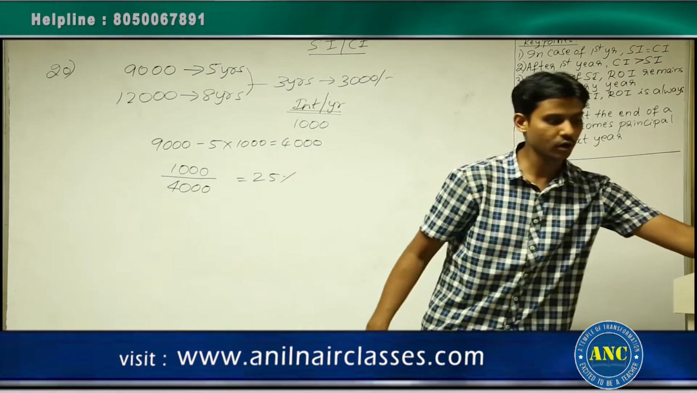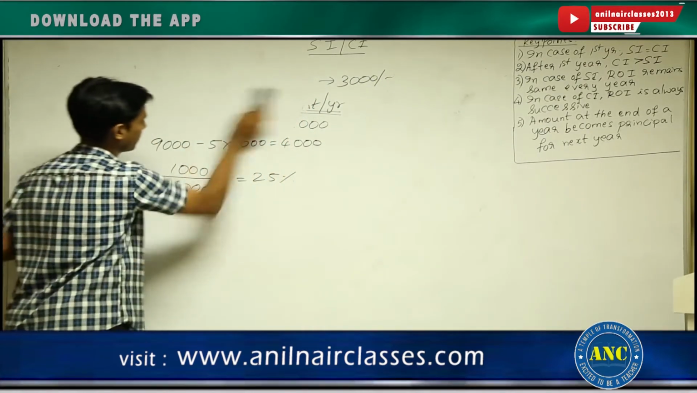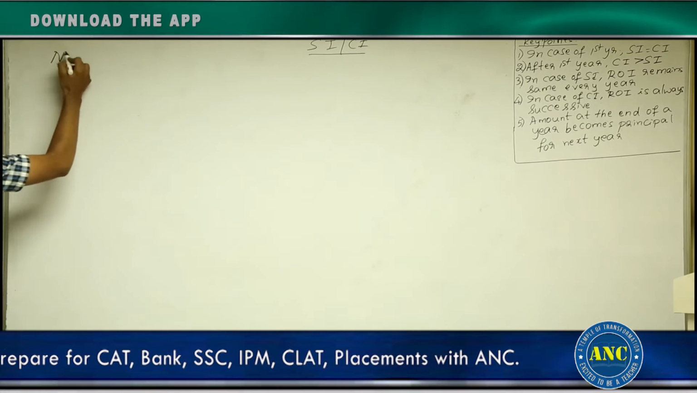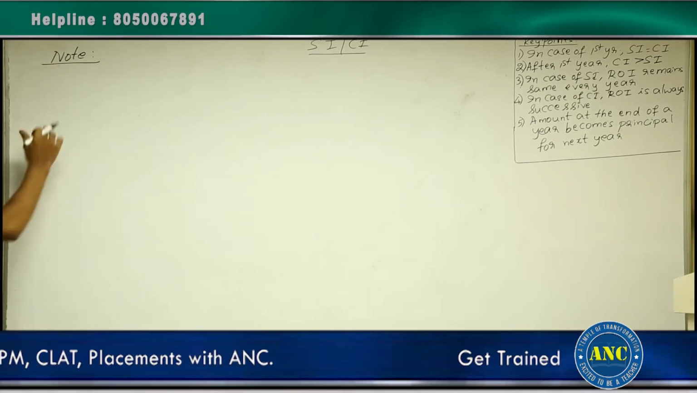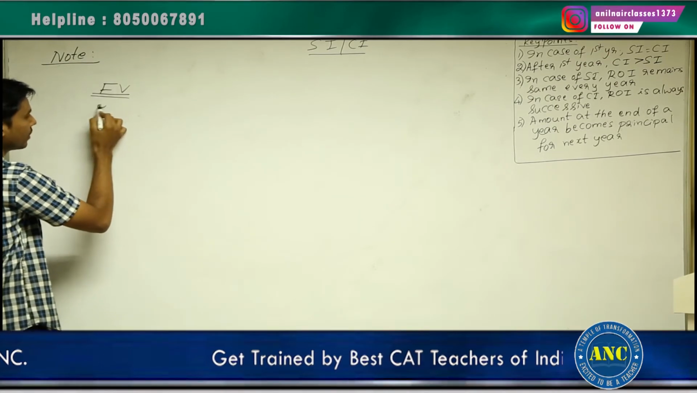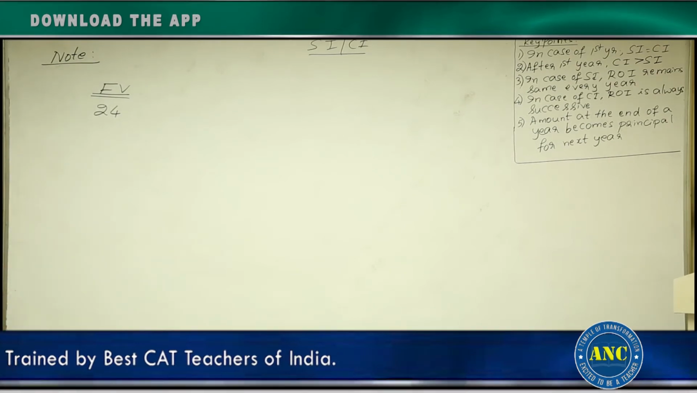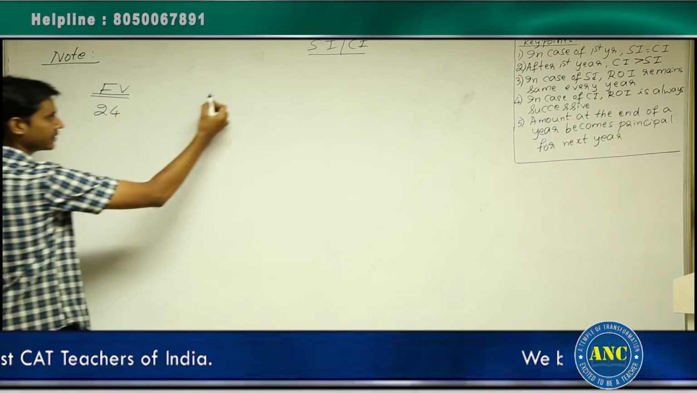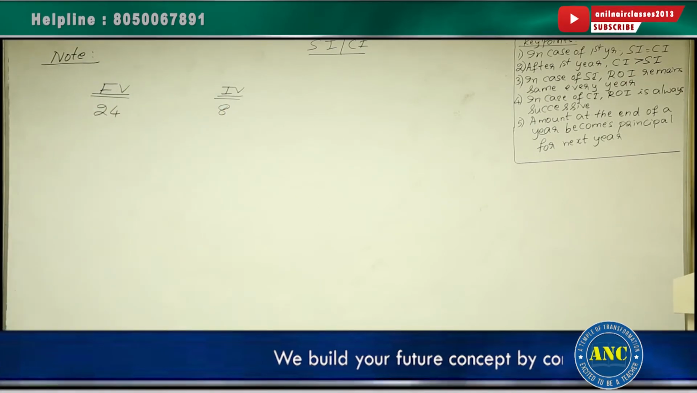Please see here. Before I move on to the next question, let us understand the concept. See here, don't write anything. Suppose, listen to this. Assume that I have a final amount of 24 rupees. Initially I had 8 rupees.